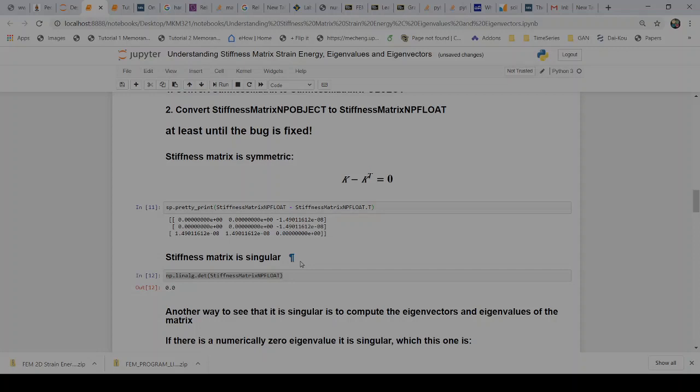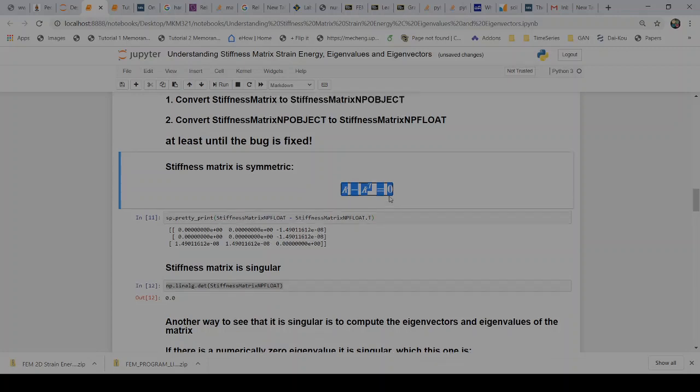Okay, stiffness matrix properties. Let's look at the first two properties. The first one is that it's symmetric, and it's symmetric by construction because we used the Bubnov-Galerkin approach. We had the same weighting function form as the displacement form. The shape functions we use for the displacement field are the same shape functions we use for the weighting function. That by construction makes it symmetric.